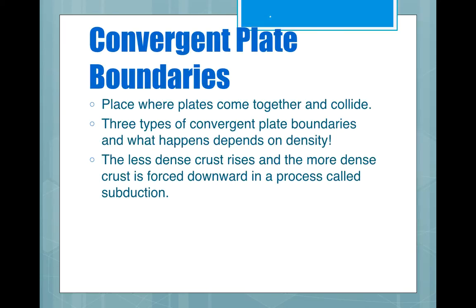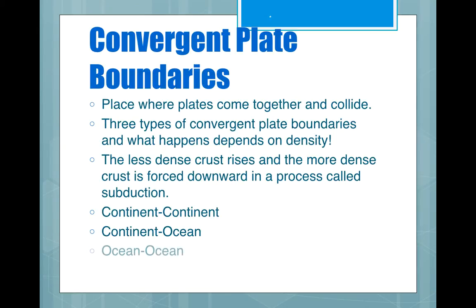So when we look at the convergent plate boundaries, whatever is less dense is going to rise up. Whatever is more dense is going to be forced downward in a process we call subduction. The three types of convergent plate boundaries are continent-continent, continent-ocean, and ocean-ocean. We're going to take a look at these three types in more detail.